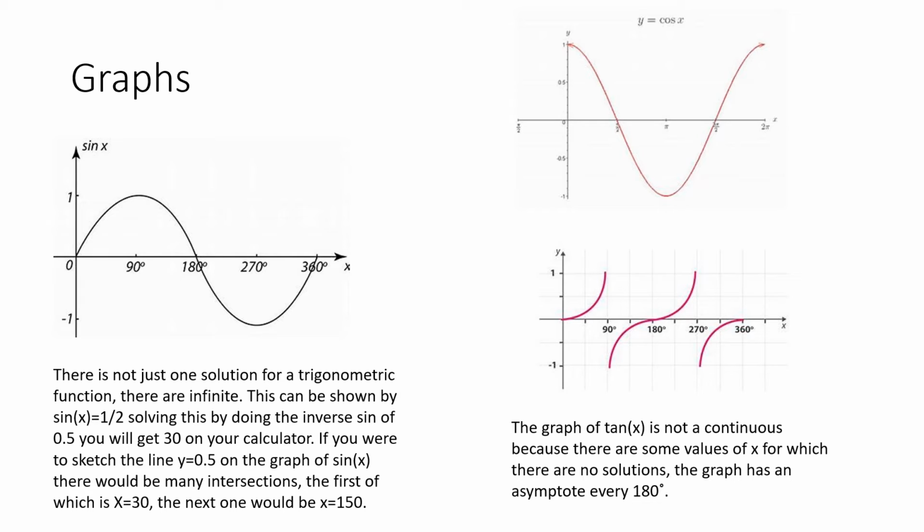Very interesting. Tan x has an asymptote. That is a point where it does not touch. Here at 90 degrees and 270 degrees as shown on the graph.